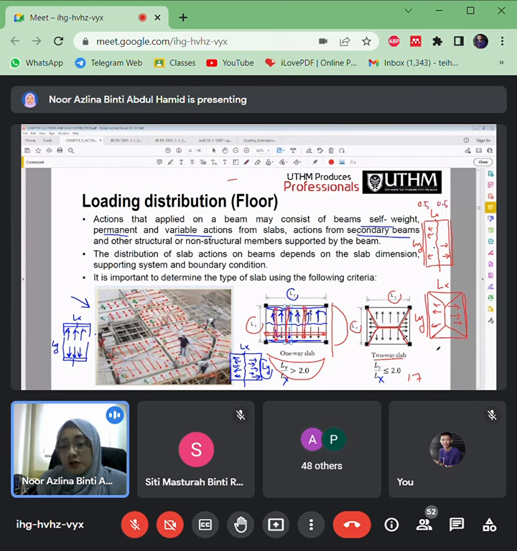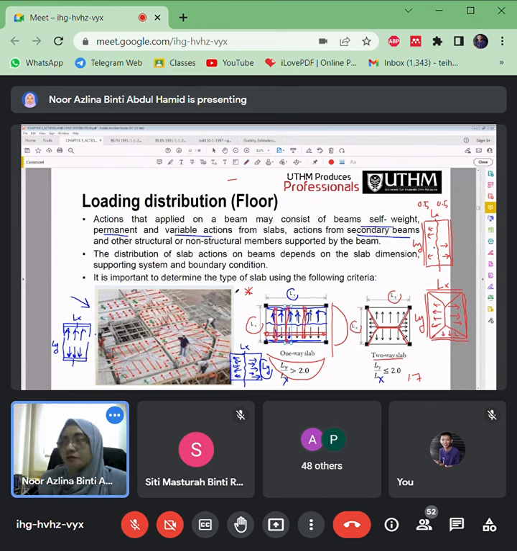But for the two-way, there will be a table of coefficients to know what portion of this trapezium's area will transfer to this beam, and also what the coefficients are for this triangle area that will transfer the load to this beam and to this beam. Okay, so this is very, very important, because this is the first process. The load will first transfer from the slabs, and then you can design and calculate the loads of the beams.